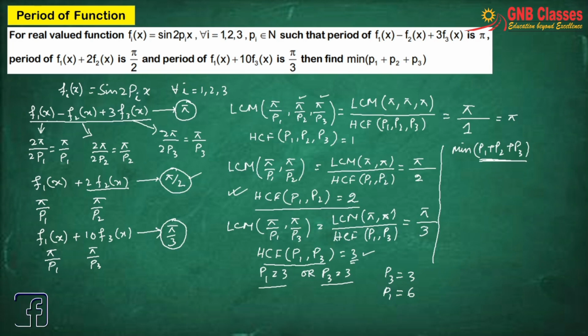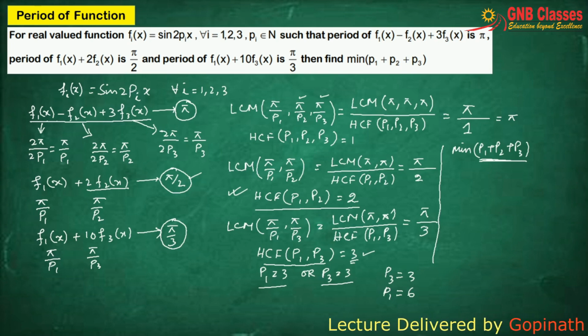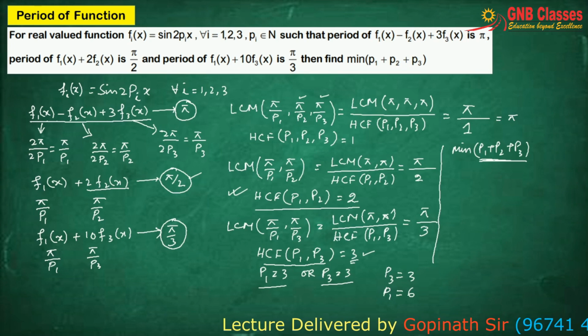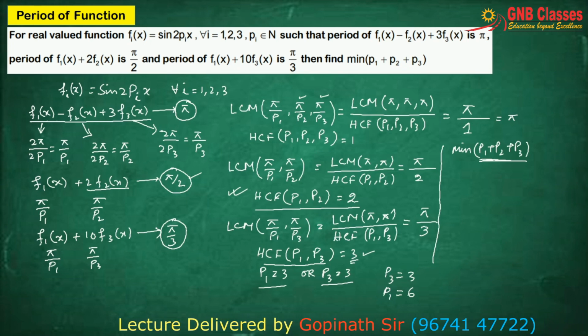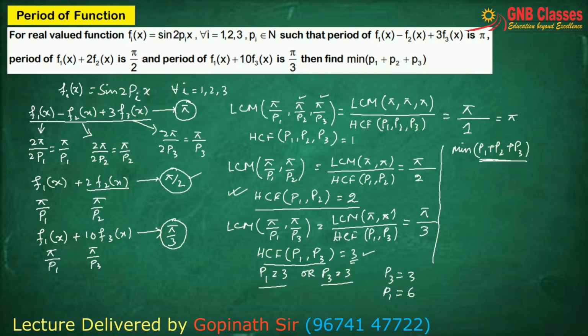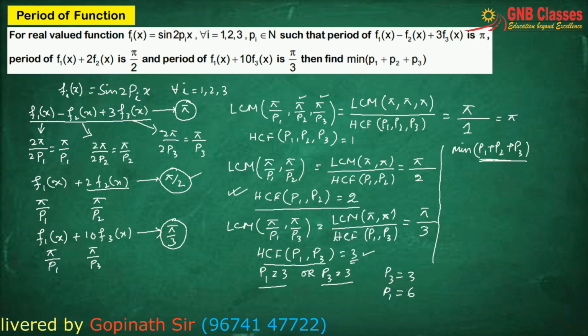HCF of P1 and P2 will be 2, which means P1 as well as P2 has to be a multiple of 2. So the least value of P1 which is a multiple of 2 is nothing but 6. That is why we have assumed P1, the least value, is 6. Is it clear to all of you? Okay, so P1 is 6.